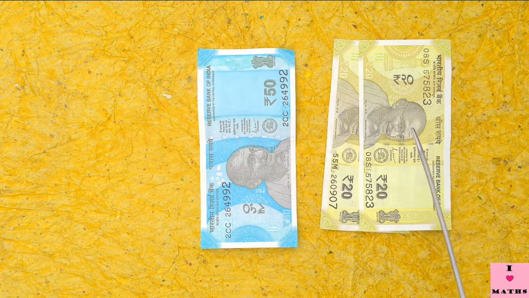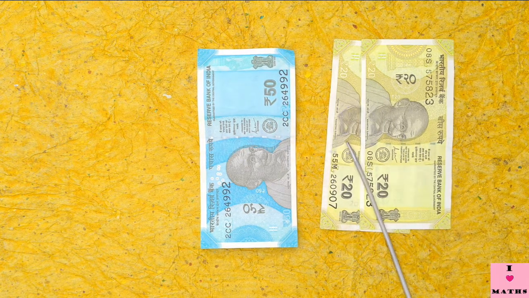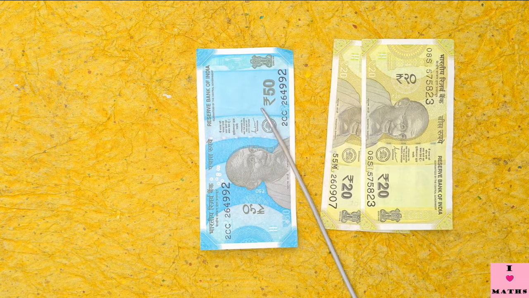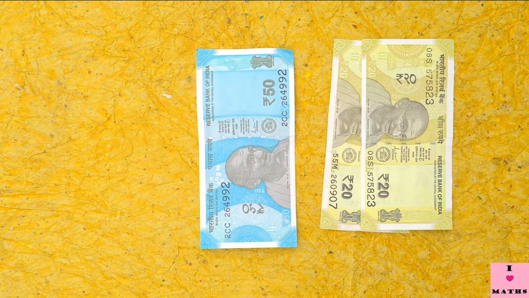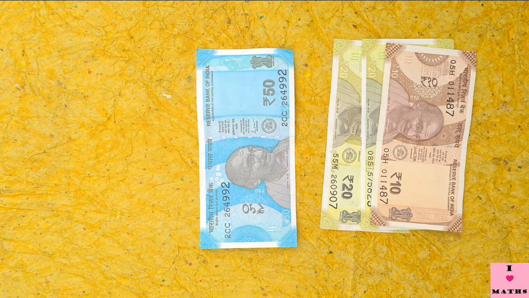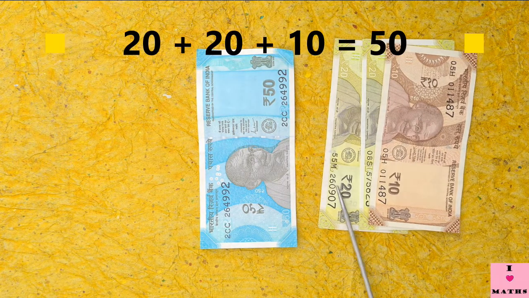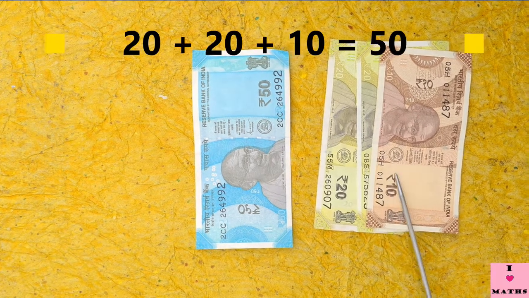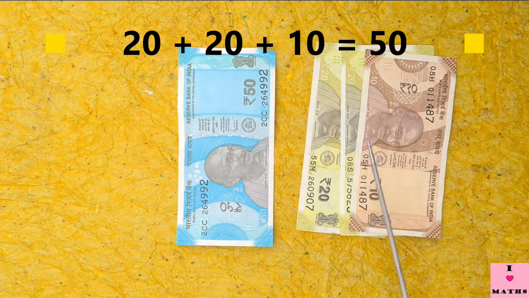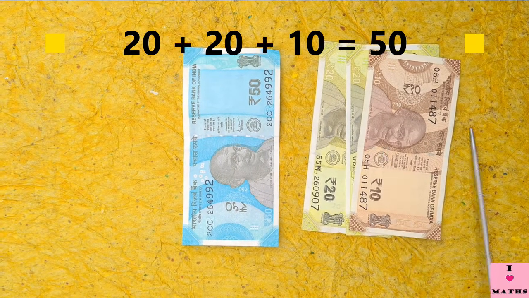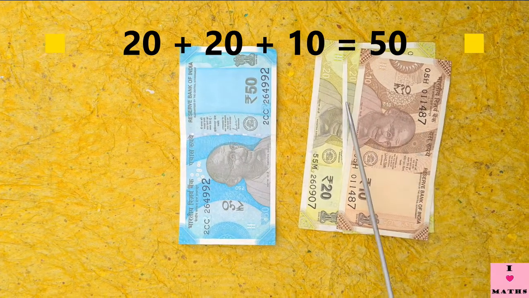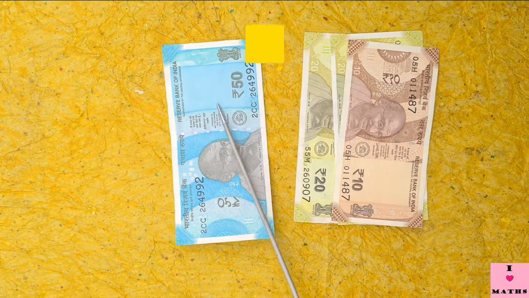Come on, think. 20 and 20 is 40. But I have to give her 50. So how much more money should I give her? Yes, 10 rupees more. So 20 plus 20 plus 10. 20 and 20 is 40 plus 10 is 50. So these notes are equal to this 50 rupees.